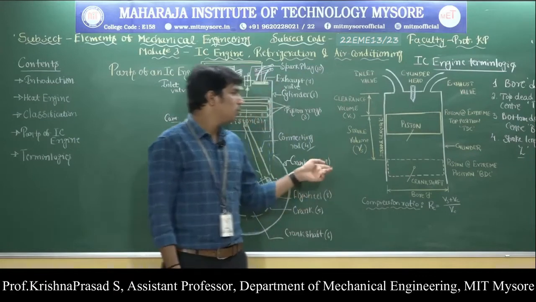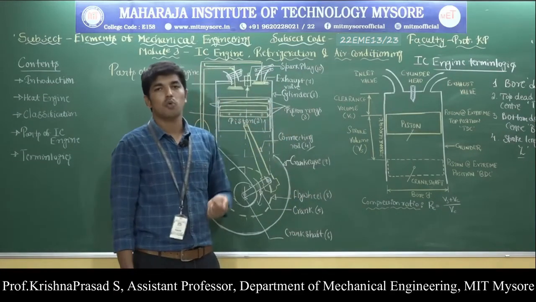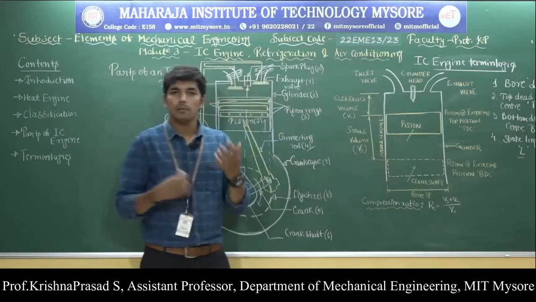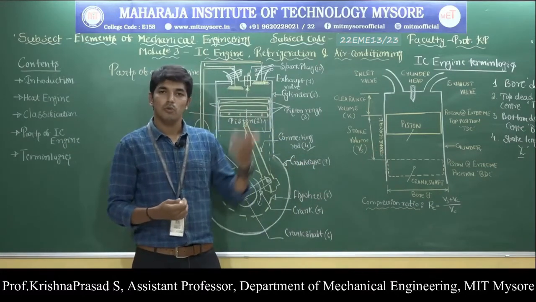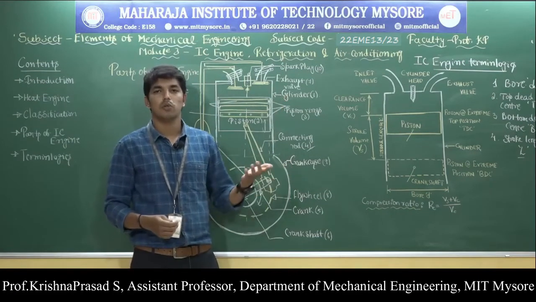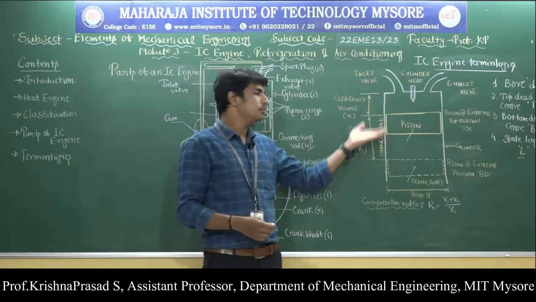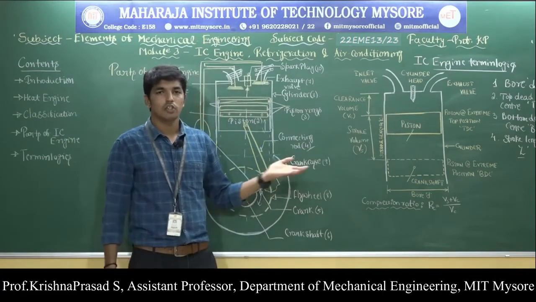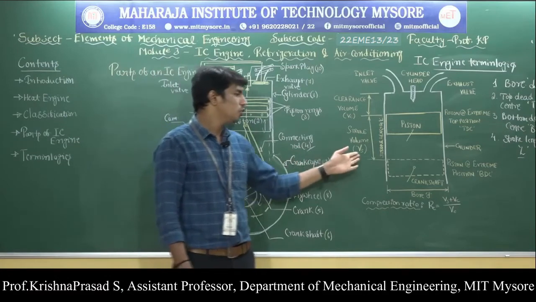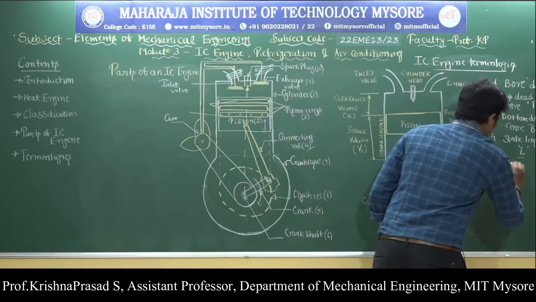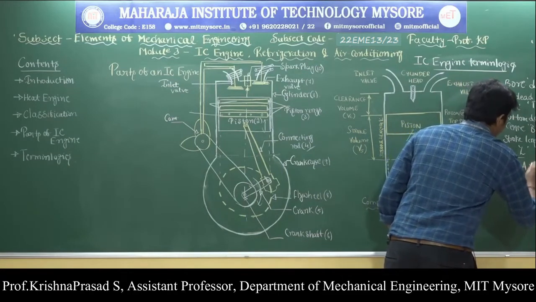Then the fifth one: what is meant by the stroke volume? Stroke volume is the volume covered by the piston when it moves from top dead center to the bottom dead center. This is called the stroke volume, or the volume of the cylinder when the piston travels from TDC to BDC position. The stroke volume is usually denoted by Vs, and we know that Vs is area into length.